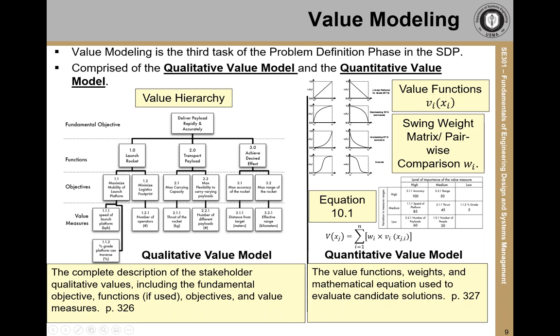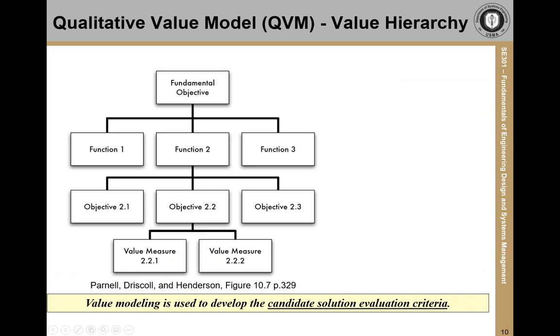And as it says below, we'll use the value functions and the weights and that equation to eventually score or evaluate our candidate solutions. All right, but before we get into the math side of the house, we need to talk about our qualitative value model, also called a value hierarchy. Those terms are interchangeable, qualitative value model and value hierarchy. And we'll start at the top and work our way down.